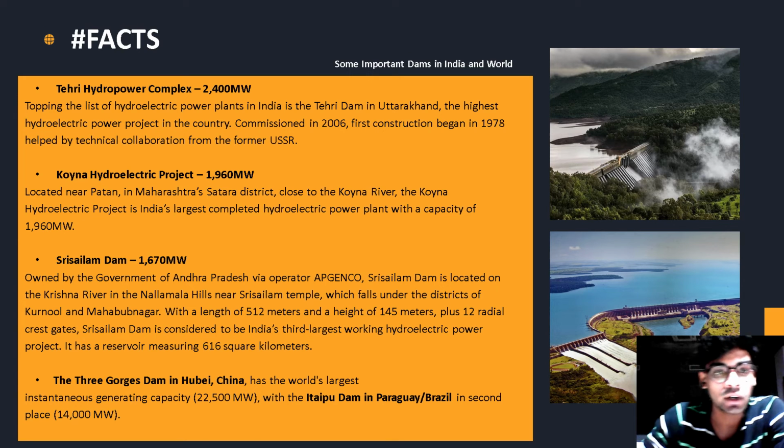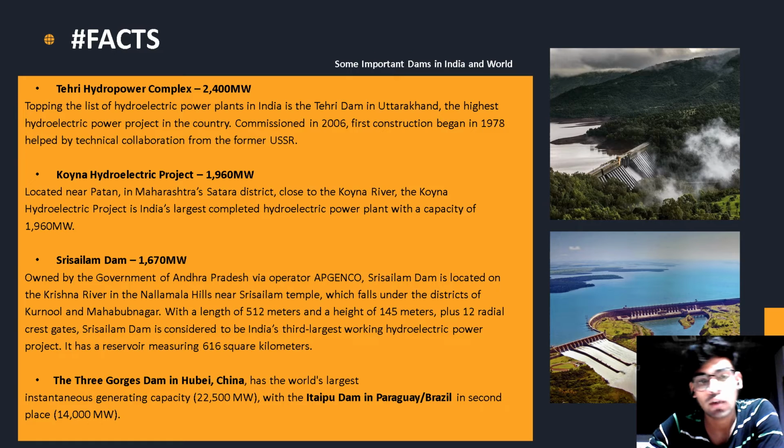Then we have Koyna hydroelectric project, which has the capability of generating 1960 megawatt of energy. It is located near Patan in Maharashtra, Satara district, close to the Koyna River. The Koyna hydroelectric project is India's largest completed hydroelectric power plant with a capacity of generating 1960 megawatt of energy. Then we have Sri Salam Dam, which has the capacity of generating 1670 megawatt of energy. It is owned by the government of Andhra Pradesh.